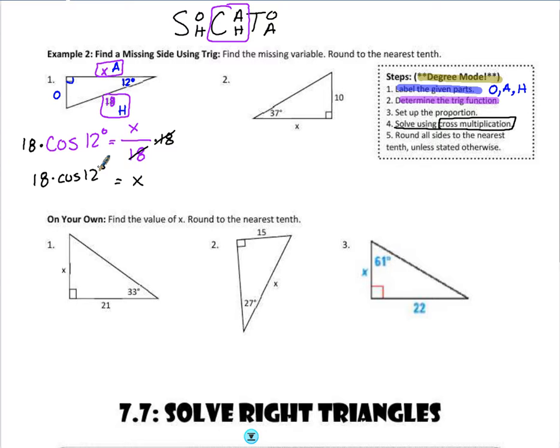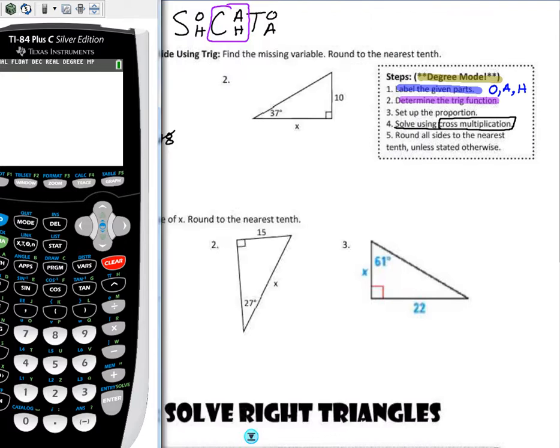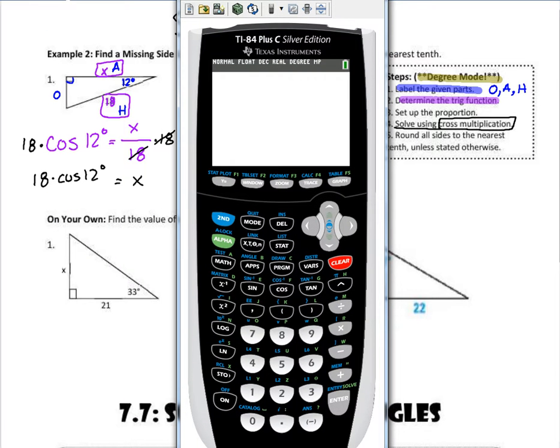So opening up our calculator, we're going to take 18, and we're going to multiply it by the cosine, which, right above the 8, if I go 2 spaces up, that's my COS or cosine button. Cosine of 12 degrees, close parenthesis. When I enter that, I get a value of 17.60665681. We'll round that to the nearest tenth, so that'll be 17.6.